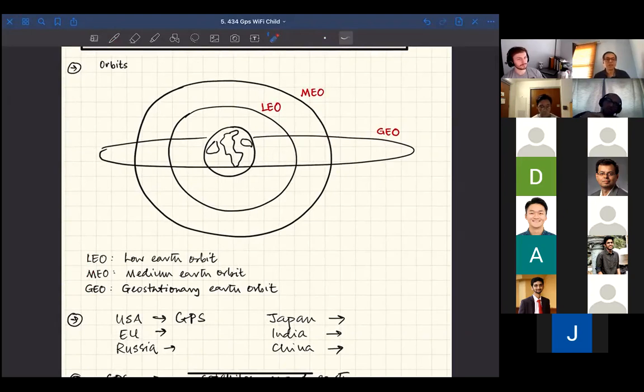The geostationary Earth orbits are where there's a satellite over here, and the satellite is beaming onto some place on Earth. Actually, I should draw it better.